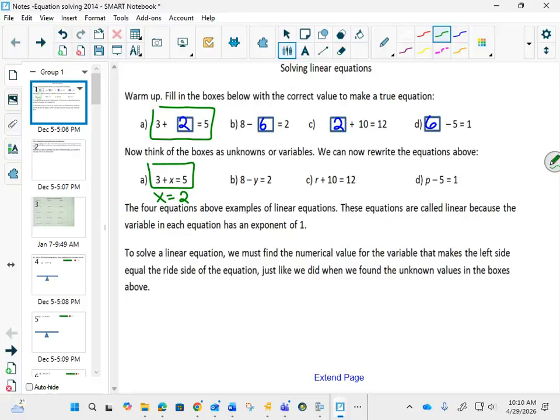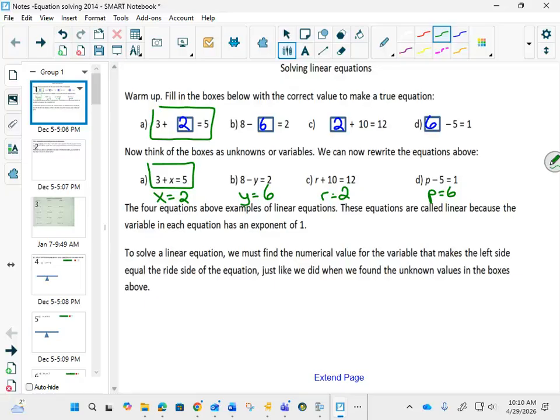This one you already figured out. What does the Y have to equal to make that true? 6. What does the R have to equal to make this true? 2. And what does the P have to equal to make this true? 6. This is algebra. Is it hard so far? No. Okay, I like this a lot.